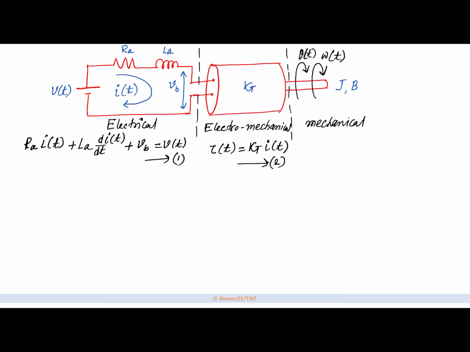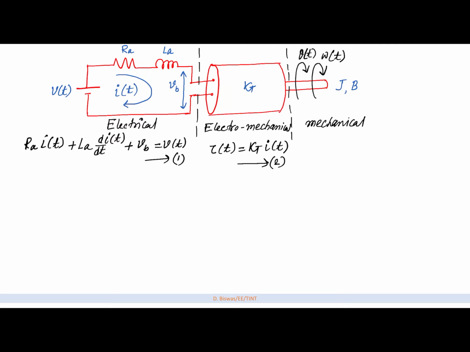The angular displacement is theta t and the angular speed is omega t. Here the inertia is J and the viscous friction coefficient is B. The equation of dynamics of mechanical circuit is J times ddt of omega t plus B times omega t is equal to the torque.